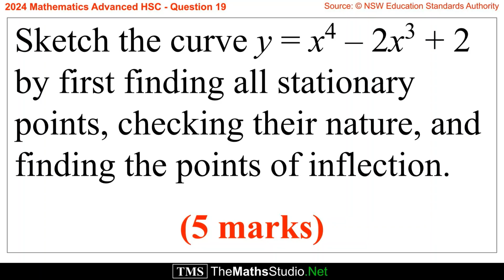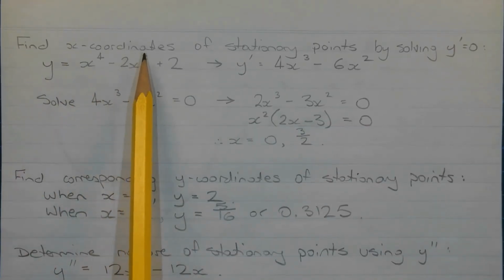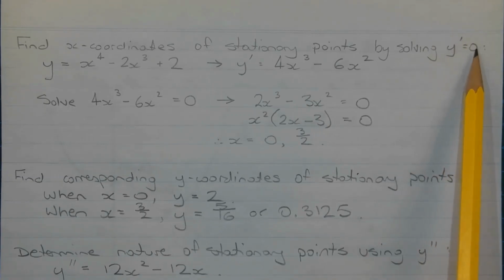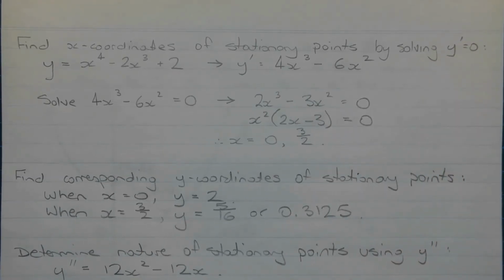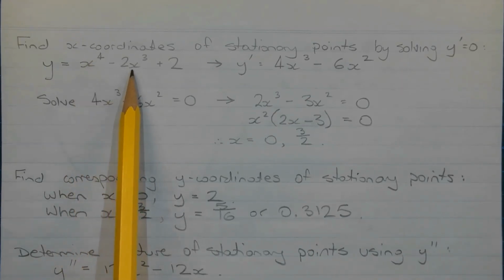Question 19. Sketch the curve y equals x to the power of 4 minus 2x cubed plus 2 by first finding all stationary points, checking their nature, and finding the points of inflection. Find the x coordinates of any stationary points by solving the equation y dash equals 0, where y dash represents the first derivative. Now it's given that y is equal to x to the power of 4 minus 2x cubed plus 2.